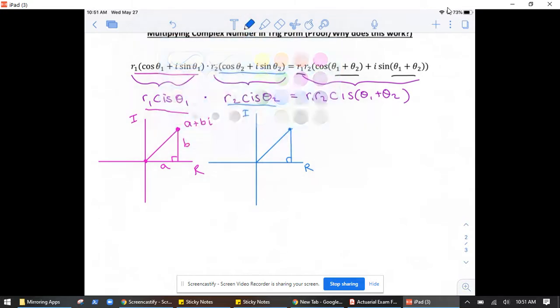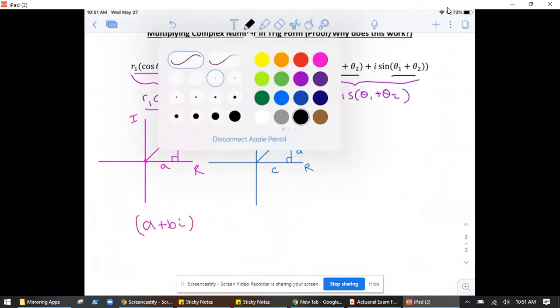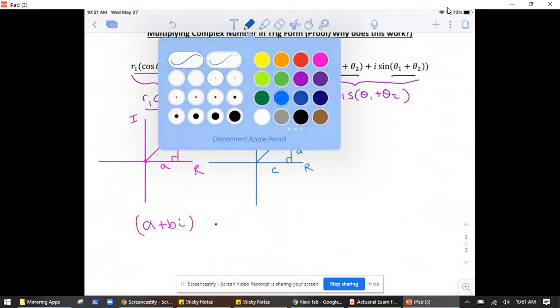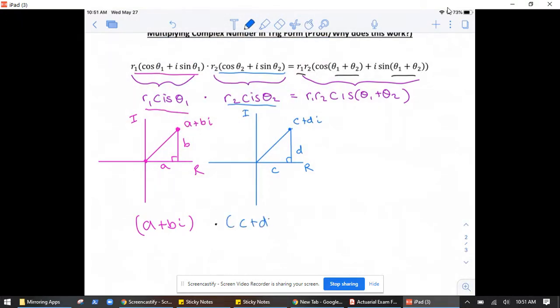And why don't we similarly do something over here for this new complex number? Let's call this C plus DI. So let's say we wanted to multiply those two complex numbers. This is what it would look like: A plus BI times C plus DI. Multiplying in this way hopefully is familiar to you. Let's go over here and do it quickly in a 2x2 box. So I've got A, BI, C, DI.